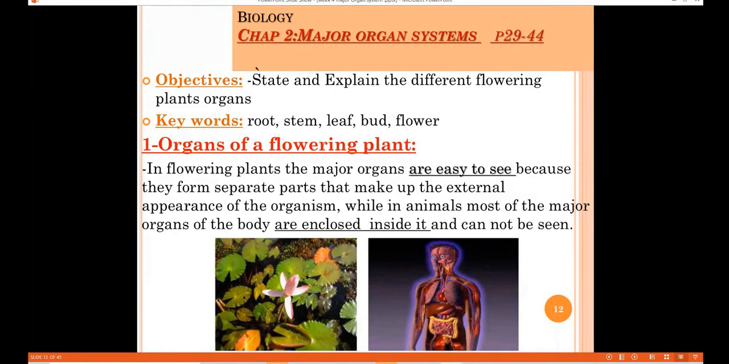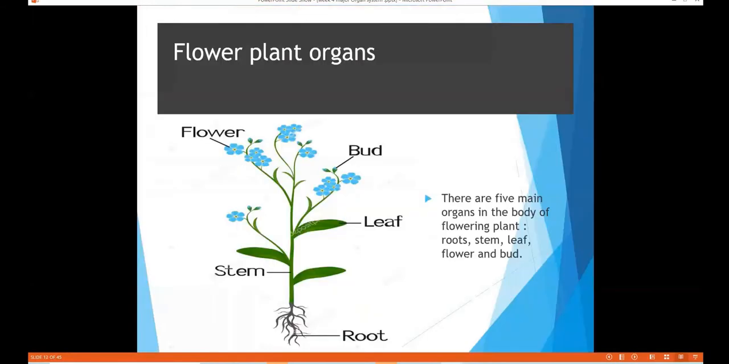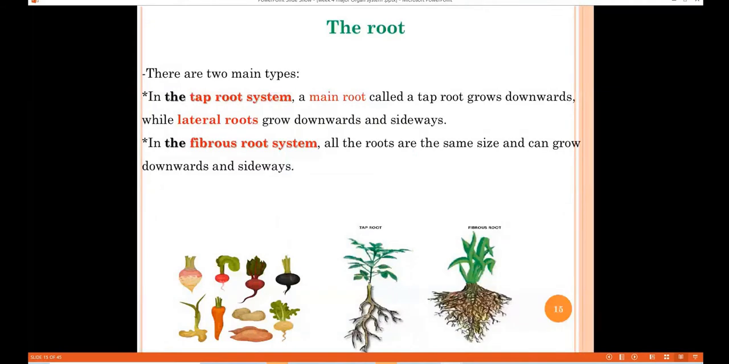Okay, we were discussing the organs of a flowering plant. So what are the 5 organs of a flowering plant, girls? The bud, the root, the leaves, and the flower. Very good. So it is the flower, bud, leaves, stem, and the root are the 5 organs. So we discussed the root. What are the 2 types of roots we discussed? Taproot and fibrous roots. Very good.